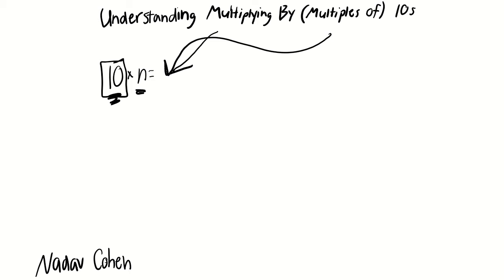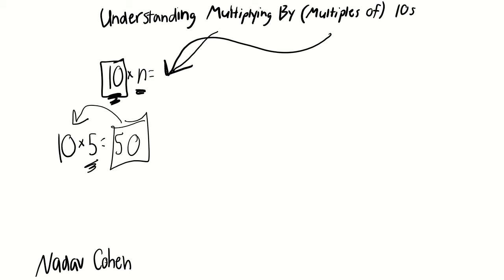So, for example, if I said 10 times 5, 5 was the random integer, we had 50. Hence, 50 is a multiple of 10. So we're trying to understand how to multiply by multiples of 10, meaning 60, 70, 90, 1,000, 2,000, 10,000, 50,000, and so forth.